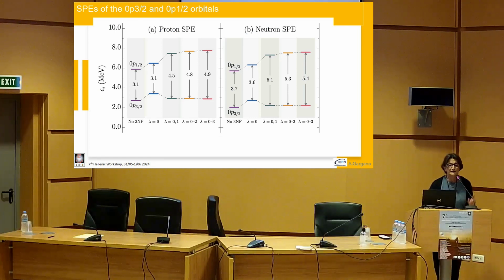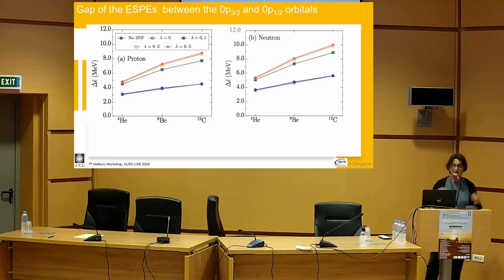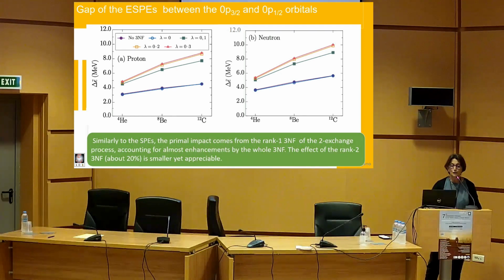Here I have reported the effective single particle energies, namely the spin-orbit splitting between the p3/2 and p1/2 orbitals, including only the two-body forces, and then these are obtained by adding the different rank components of the three-body forces: 0, 0 plus 1, 0 plus 1 plus 2. As you may see, the central component does not affect this spin-orbit splitting, but the major contribution is given just by the rank 1 component. This means that the spin-orbit splitting induced by the chiral three-body forces is primarily governed by its rank 1 component, and this means, if you remember the picture I showed before, it is connected to the two-pion exchange term. The same thing we can see by looking at the effective single particle energies. We can have the same conclusion, but I don't show it.